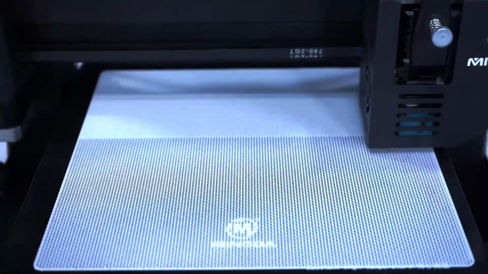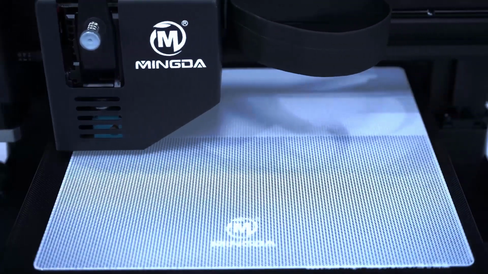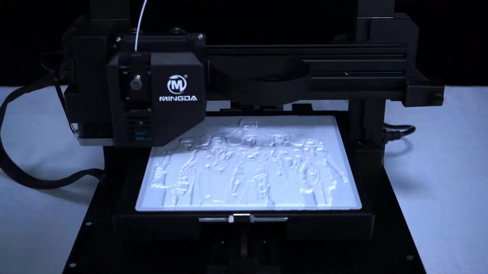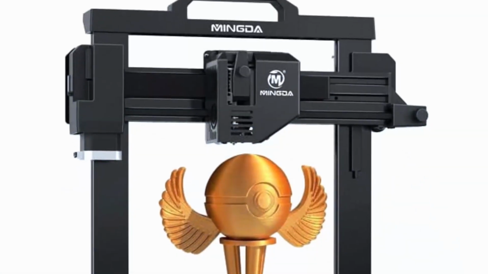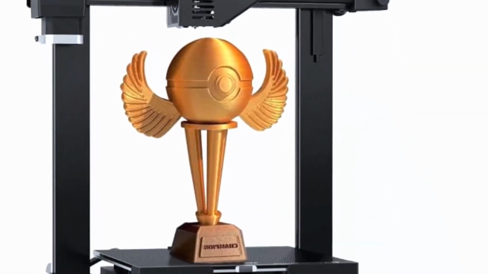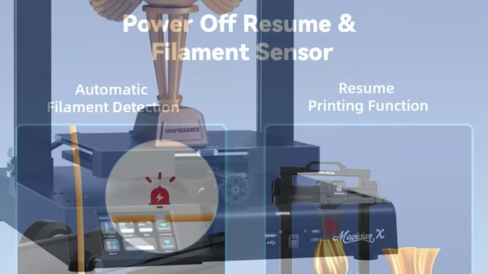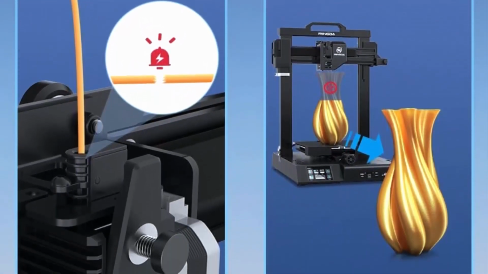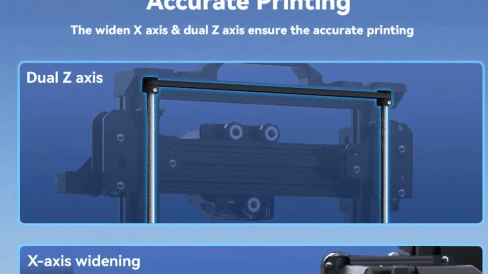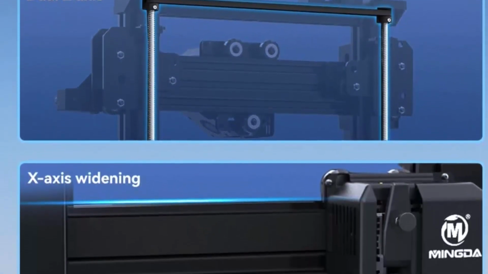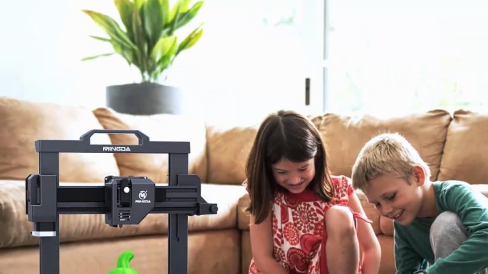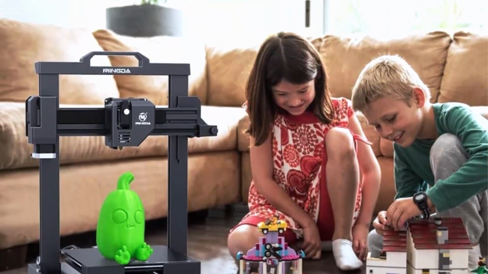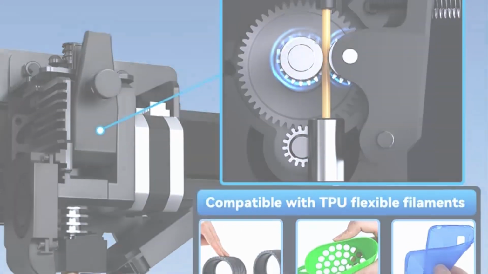Another impressive feature of the Magician X is its large build volume, which measures 220mm × 220mm × 250mm. This provides ample space for printing larger models or multiple smaller models in a single batch. The Magician X also features a robust and durable construction, with a sturdy metal frame and high-quality components. This ensures that the printer can withstand heavy use and produce consistent results over time.